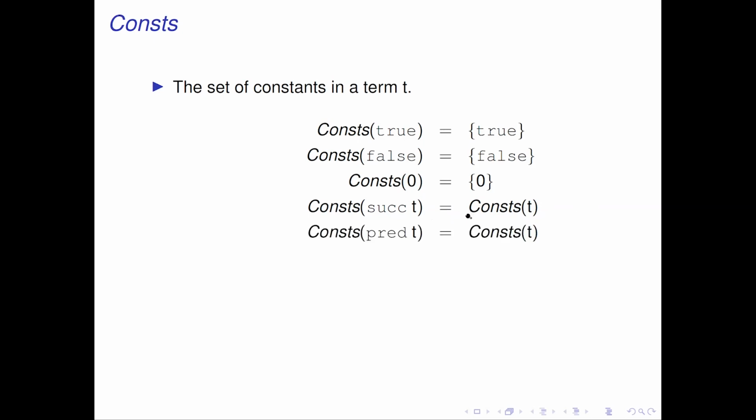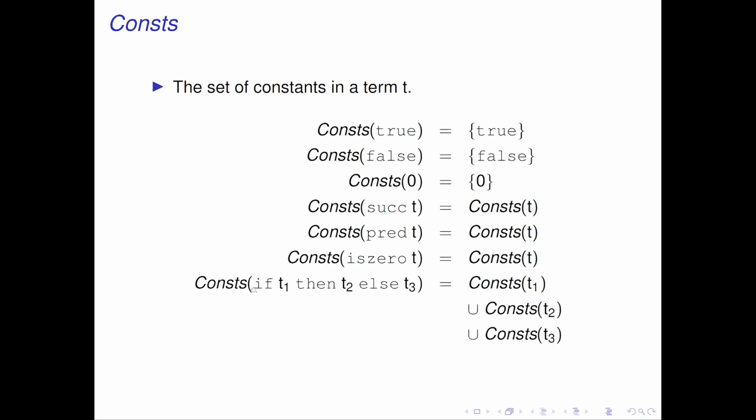So this is what we call an inductive definition, or in programming you could also call it a recursive definition. Because it's not a programming language, I'm not calling it recursion. So similarly, predecessor t also has the same constants as are present in t. Is zero, I missed it earlier, so we are adding this new predicate is-zero t, which also has the same constants as t. Now this is the slightly more involved one: if t1 then t2 else t3. Here the constants present will come either from t1 or from t2 or from t3. So the definition is again not very complex. I think all of you are able to understand it, right?